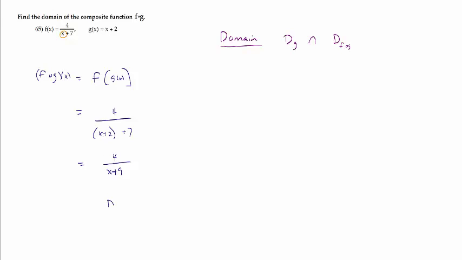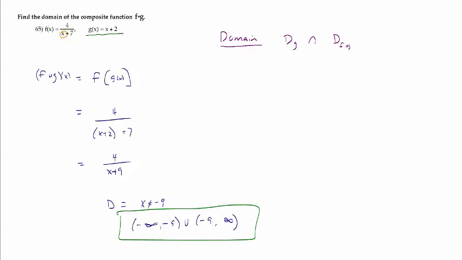Right, so what is the domain of this function right here? Right, we can't divide by 0, so x can be anything but negative 9. So negative infinity to negative 9, and then union the interval from negative 9 to positive infinity. So we got to take that domain and intersect it with the domain of g of x. But remember, when we were up here at g of x, we said it's a polynomial, so my domain is going to be all real numbers. Therefore, my domain for the composition is going to be negative infinity to negative 9, union negative 9 to infinity.